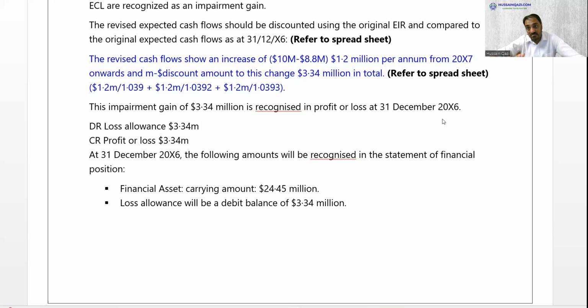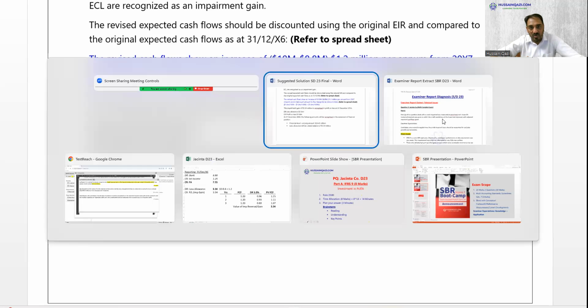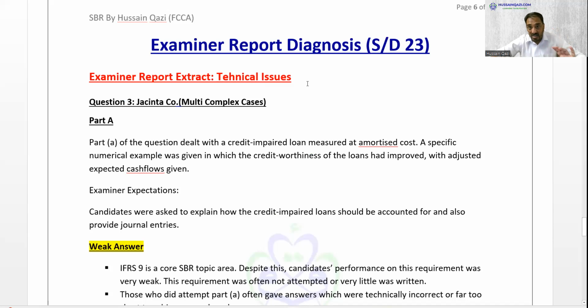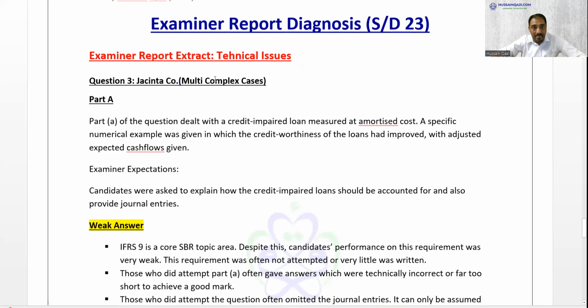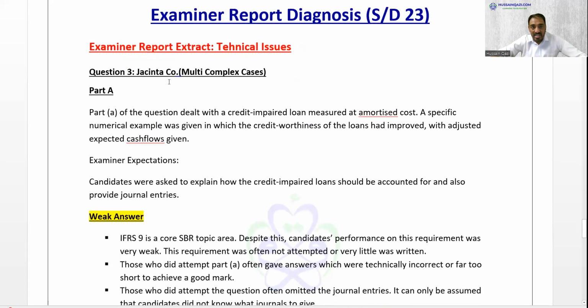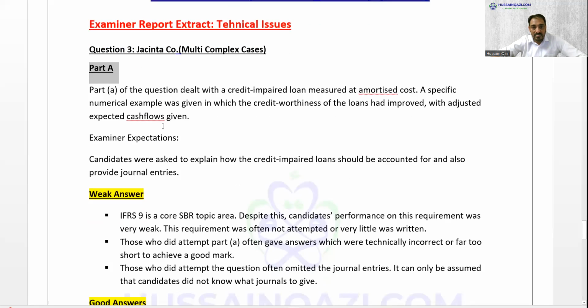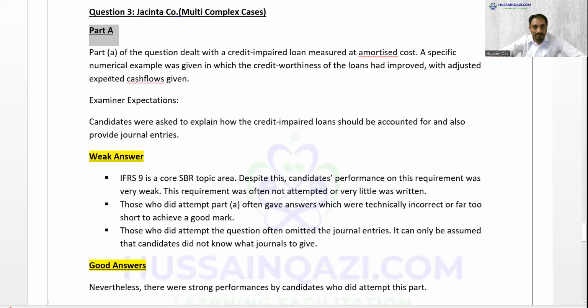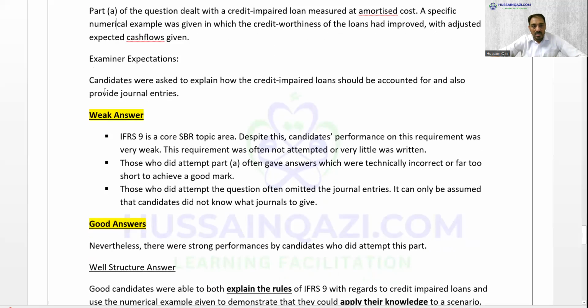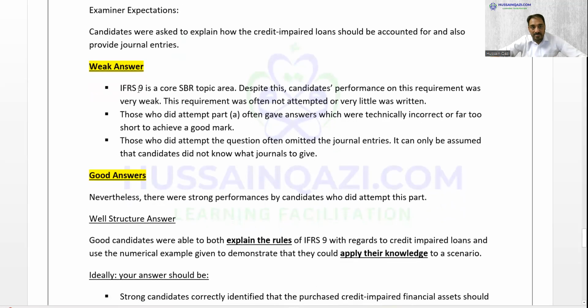But one last and very important point, that's the examiner report diagnosis. That's the examiner report diagnosis, September, December 23. Very important for your upcoming exam. Question number 3, Jacinta, part A. So here, the weak answer, the highlighted point: IFRS 9 is a core SBR topic area. Despite this, candidates' performance on this requirement was very weak. This requirement was often not attempted or very little was written.